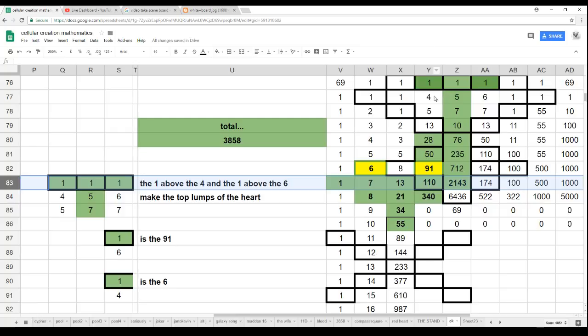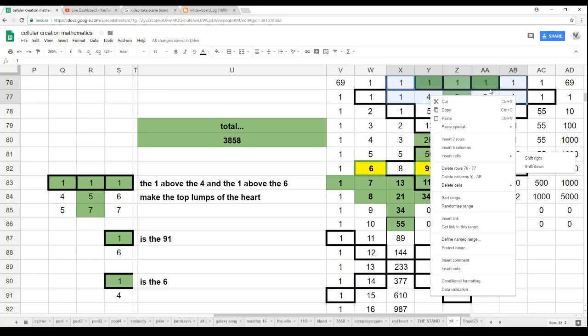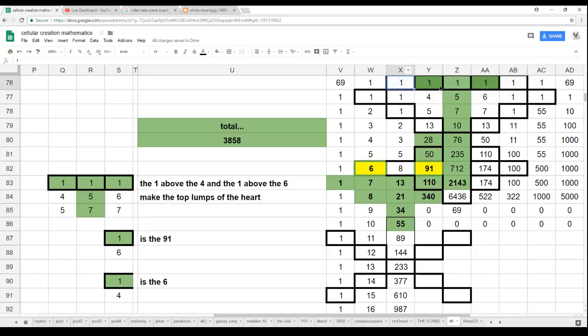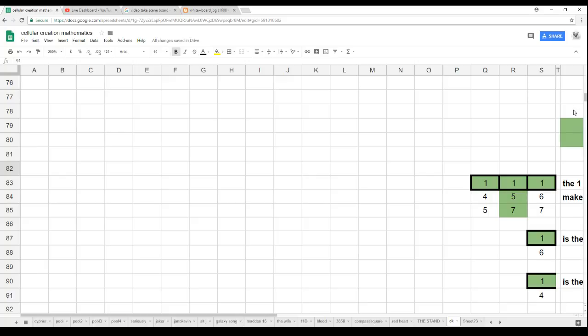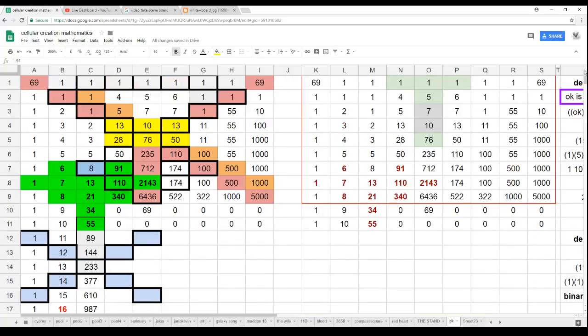Don't you think that everything I just said about how all of this crap up here accounts for the lonely little 6 and the 91 in the heart? You know, which coincidentally is exactly how many magnets I think you need in heaven.